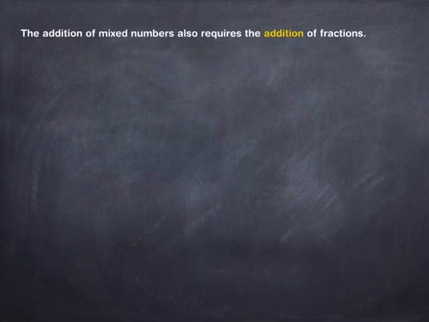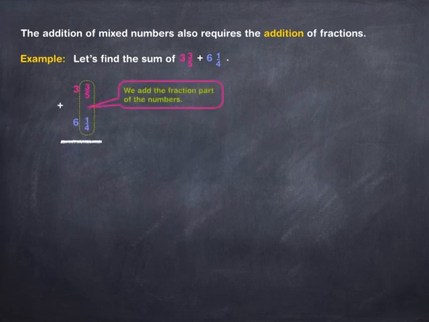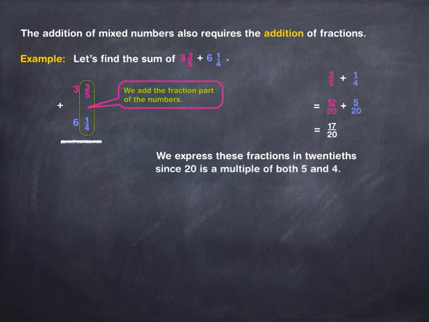The addition of mixed numbers also requires the addition of fractions. Example: let's find the sum of 3 and 3/5 plus 6 and 1/4. We add the fraction part of the numbers. 3/5 plus 1/4. This is equal to 12/20ths plus 5/20ths, which is equal to 17/20ths. We express these fractions in 20ths, since 20 is a multiple of both 5 and 4.